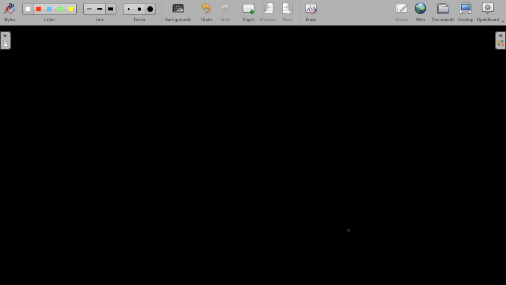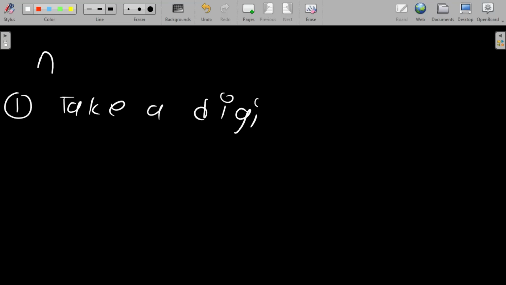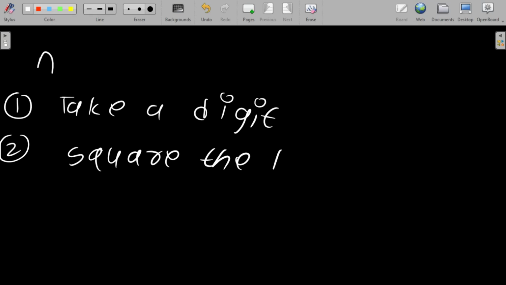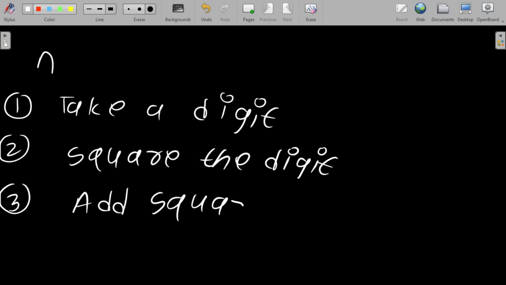Suppose the number is n. The first step is we need to take each digit. On the second step, we need to square the digit. And the third step, we add all the square values.